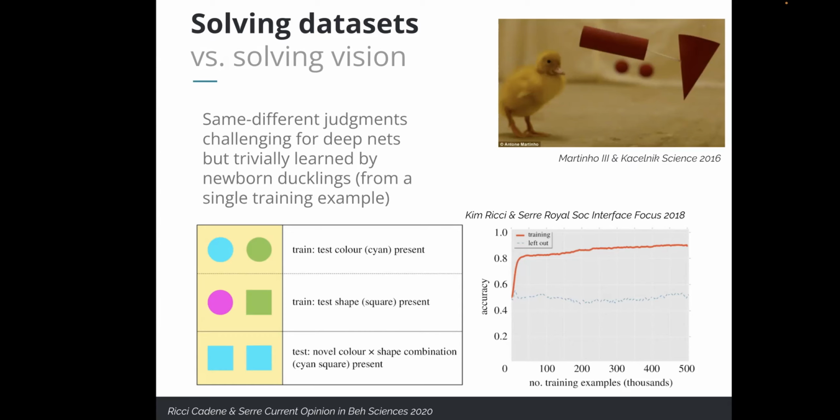And so my students ran a very simple experiment. They took what was at the time a state-of-the-art system for visual question answering. And so they trained it to solve a same-different task.